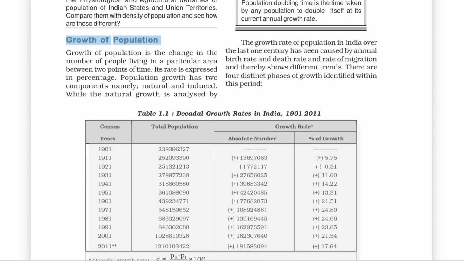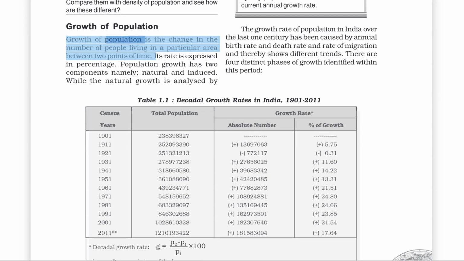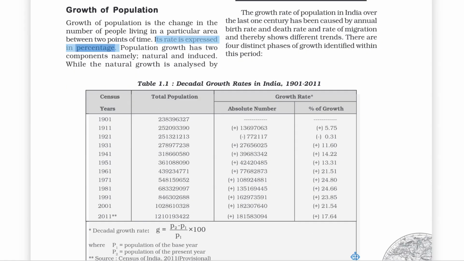Growth of population. Growth of population is the change in the number of people living in a particular area between 2 points of time. Its rate is expressed in percentage.